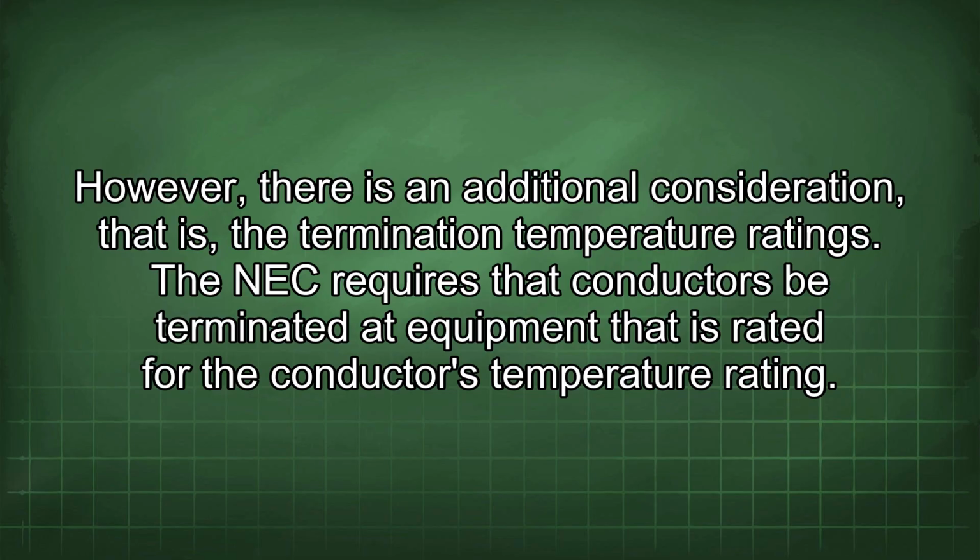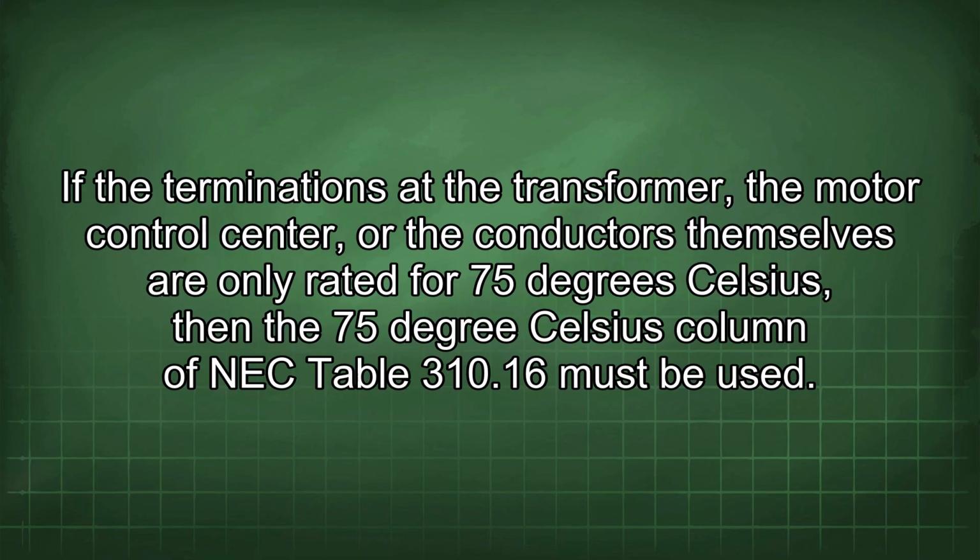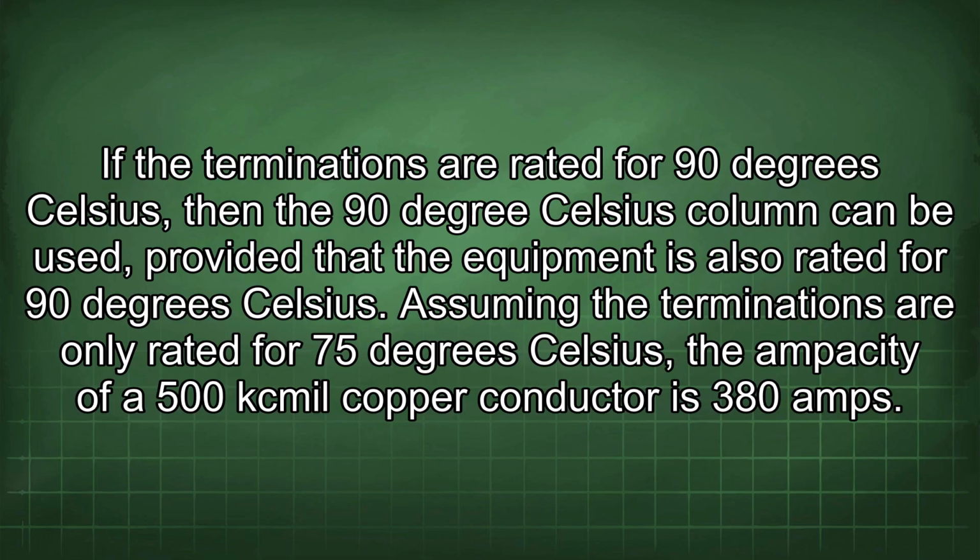However, there is an additional consideration, that is, the termination temperature ratings. The NEC requires that conductors be terminated at equipment that is rated for the conductor's temperature rating. If the terminations at the transformer, the motor control center, or the conductors themselves are only rated for 75 degrees Celsius, then the 75 degrees Celsius column of NEC Table 310.16 must be used. If the terminations are rated for 90 degrees Celsius, then the 90 degrees Celsius column can be used, provided that the equipment is also rated for 90 degrees Celsius.